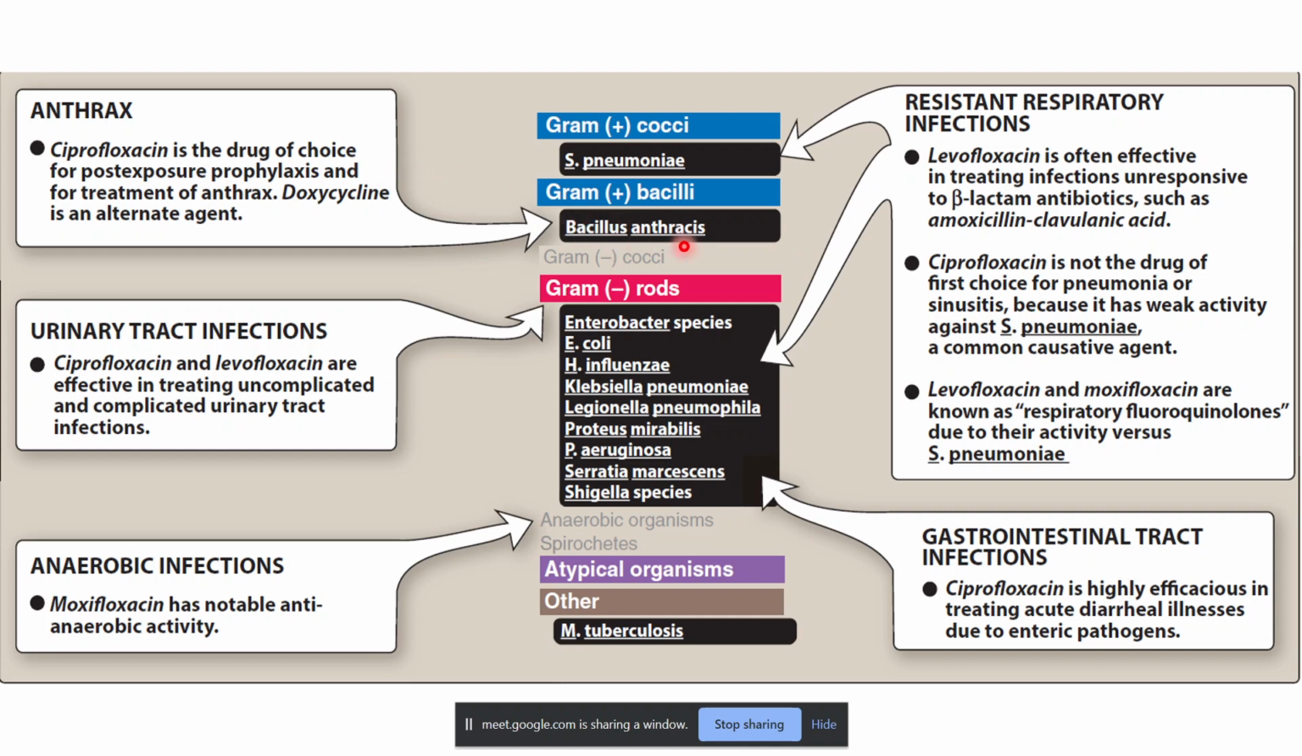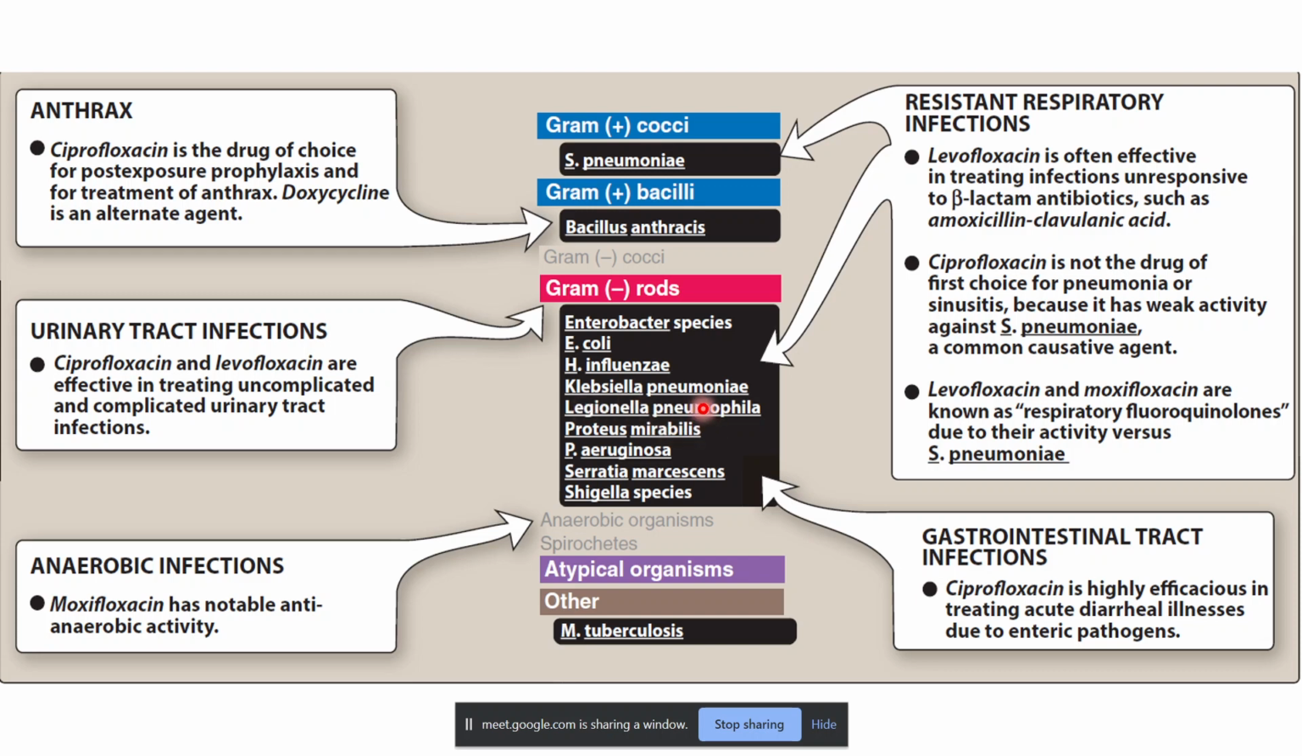Then Bacillus anthracis, that is anthrax, can be treated with ciprofloxacin, and usually the drug is used for the post-exposure prophylaxis of anthrax. Mostly, fluoroquinolones are used for the treatment of gram-negative diseases, and that includes pneumonia caused by Haemophilus influenzae, Klebsiella pneumoniae, and Legionella pneumophila.